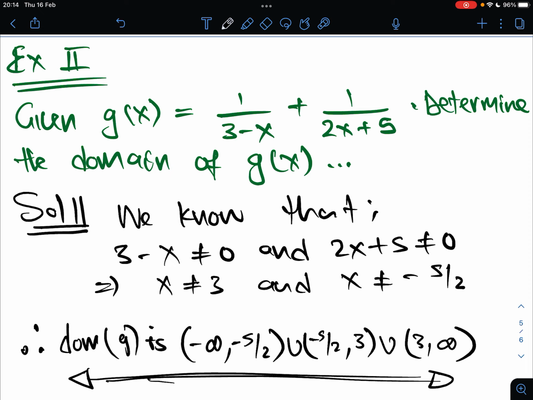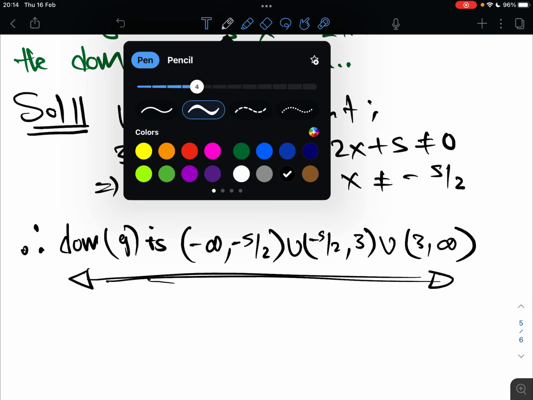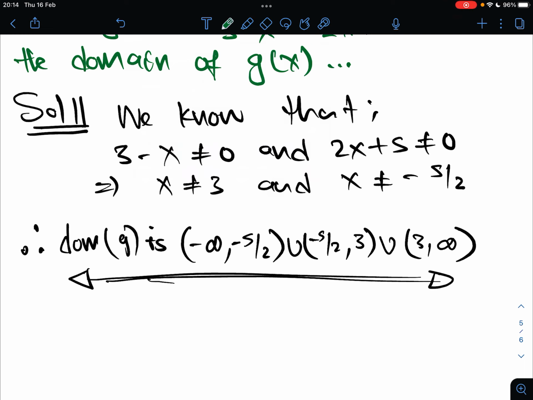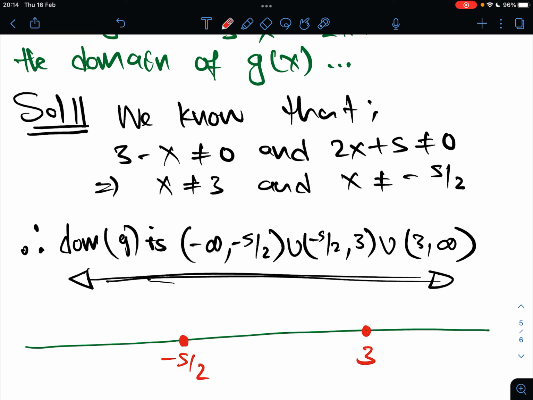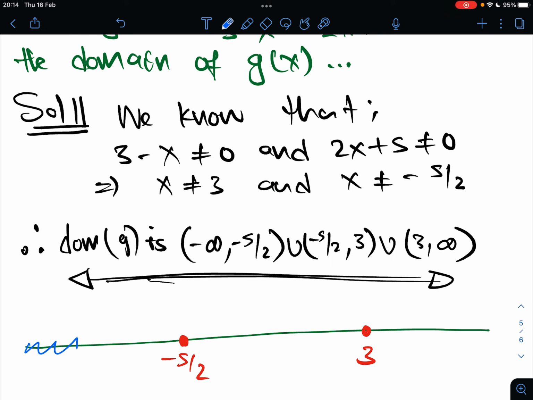So we are using union here because this thing is like this. You see that? If I draw a number line to understand what is going on here, we have a number line, and in this number line there are some points which are not allowed to be part of it, and we have negative 5 over 2 and we have a 3 like this. So the domain of this particular function that we're dealing with here is these regions.